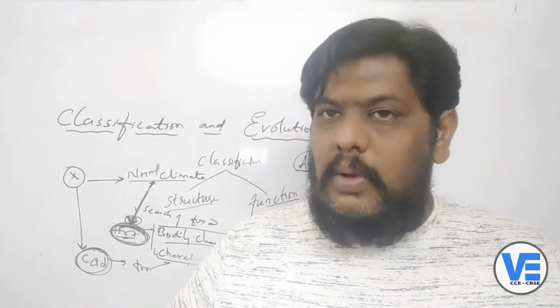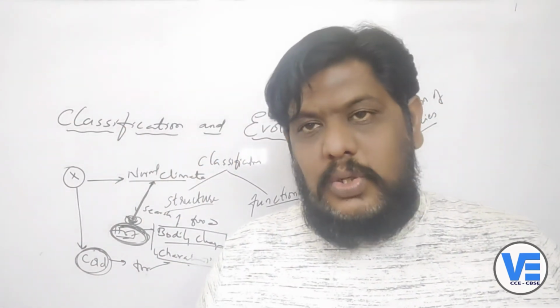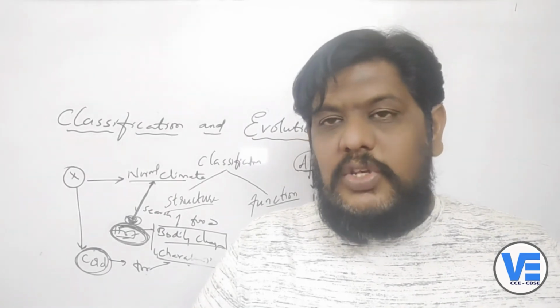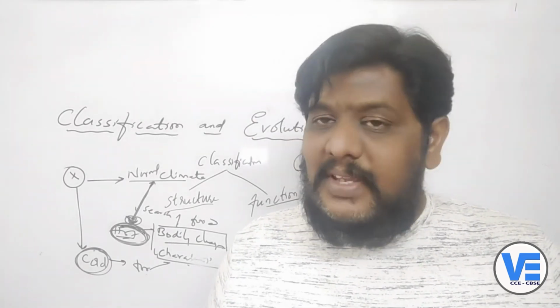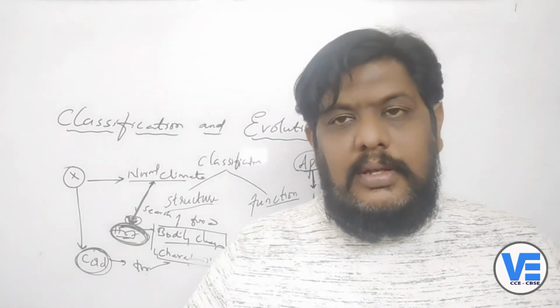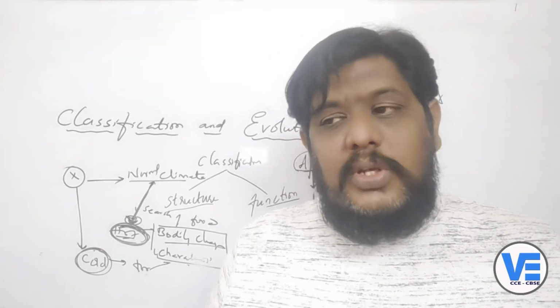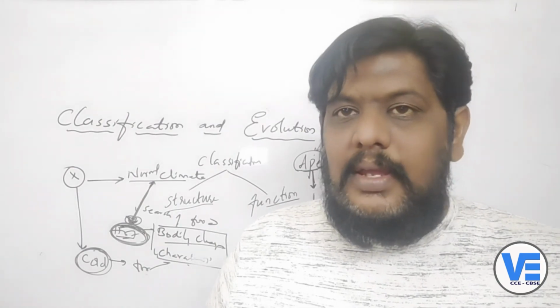Okay, so now this is what classification and evolution are all about. This is the introduction of classification and evolution. Evolution is nothing but acquiring change in the living organisms. Classification is grouping the organisms basing on their structure, functions, differences and similarities. Okay, children, so now we'll see about the history of classification.